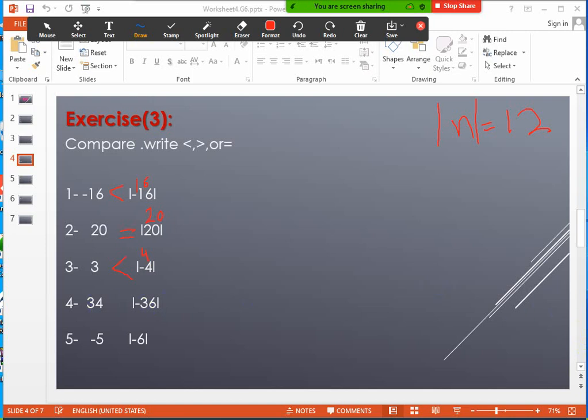Now, yes, Mariam, open the mic. Yes, I want you to compare between 34 and the absolute value for negative 36, sorry. Very good. Why? Because the absolute value for negative 36 equals 36, and 36 is greater than 34. Thank you, Mariam.